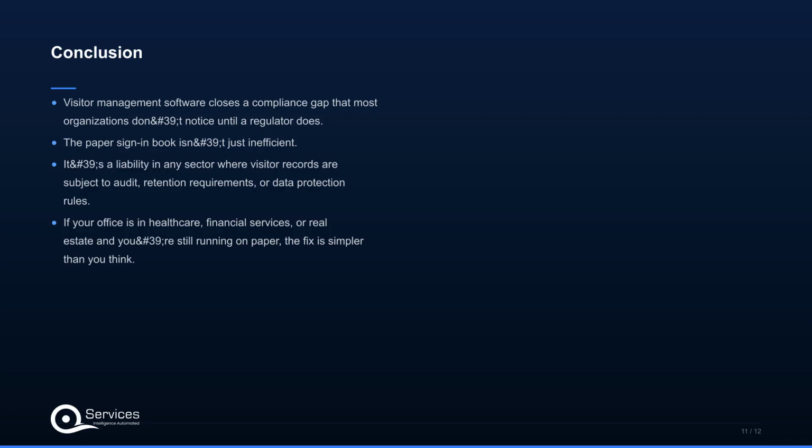If your office is in healthcare, financial services, or real estate and you're still running on paper, the fix is simpler than you think. Start a free CloudCheckIn trial on Azure Marketplace with no credit card required, and replace your paper log with a system that holds up when it matters.